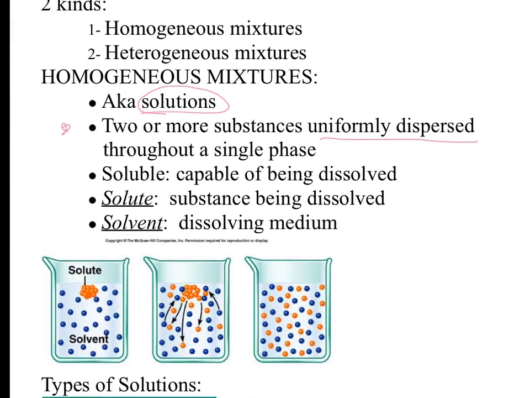So if we look at this example down here, we have a solute dissolving in a solvent. Now the definitions of solute is the substance being dissolved, and solvent is the dissolving medium. So if we put our solute in our solvent, it will disperse evenly throughout. So if you look at this, it would be evenly distributed. That is the definition of a homogeneous mixture and a solution.